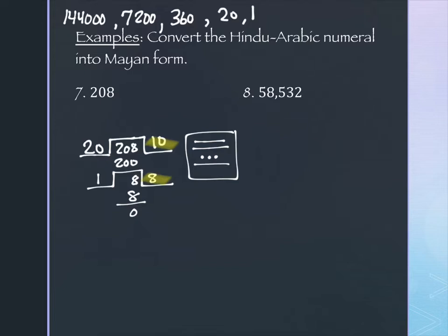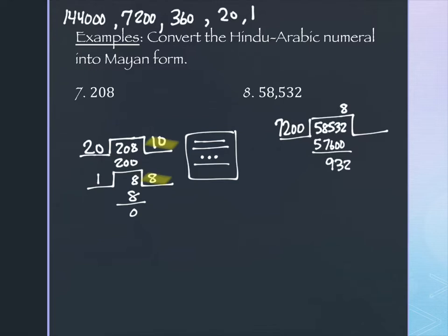And then we've got the number 58,532. So the biggest value that goes into that is actually 7,200. So we'll divide it by 7,200. 58,532. This goes in 8 times. 8 times 7,200 is 57,600. And so when we subtract that, we get 932.